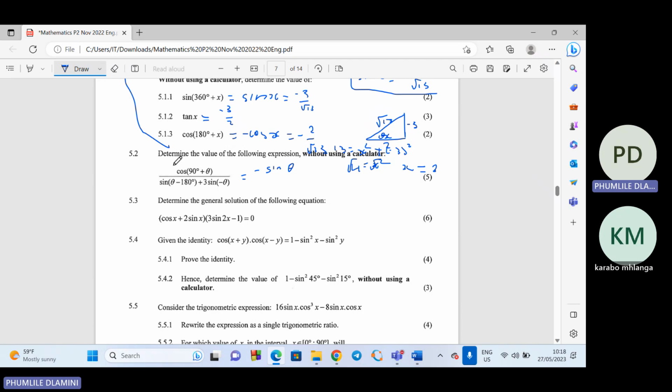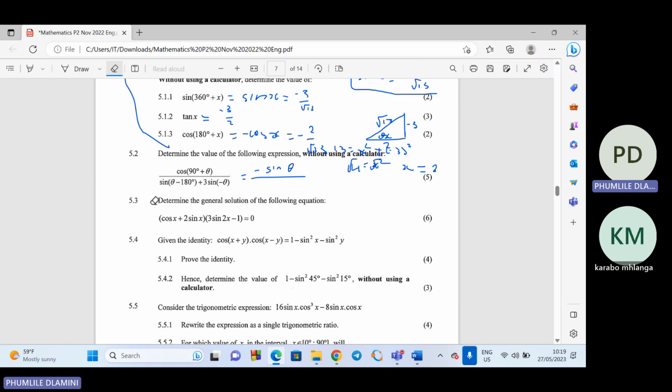If you cannot remember sine A plus B, you can use it as sine 90 cos theta minus cos 90 sine theta. Then you work it out. You use your calculator. What is cos 90? Then you're going to see that your answer is going to end up at negative sine theta. Then minus.